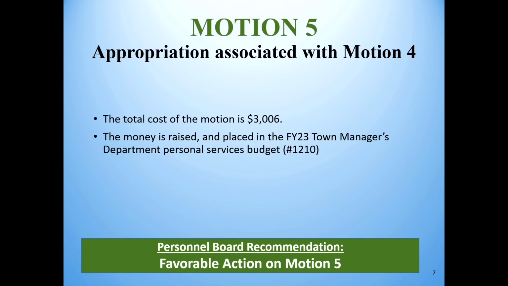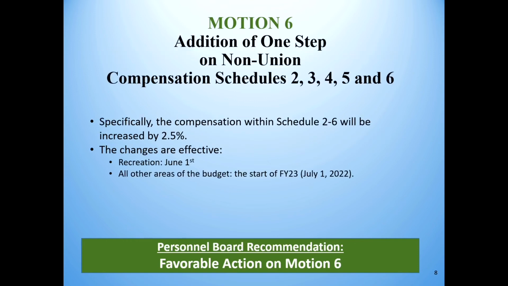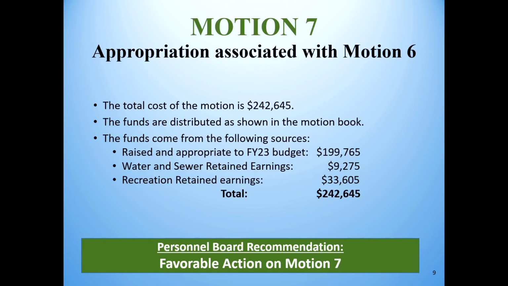Again, that money is raised out of the tax levy, and that number is $3,006 that goes into the town manager's personal services budget. Okay, so motion 6. Motion 6 is the yearly cost of living increase to the non-union compensation schedules of 2 through 6. It's an across the board increase of 2.5%. It's effective in recreation on June 1st, and it's effective on the rest of the areas in the budget at the beginning of the fiscal year on July 1st.